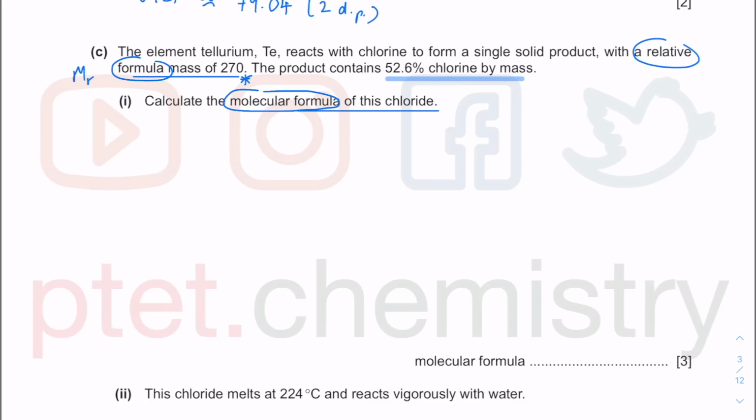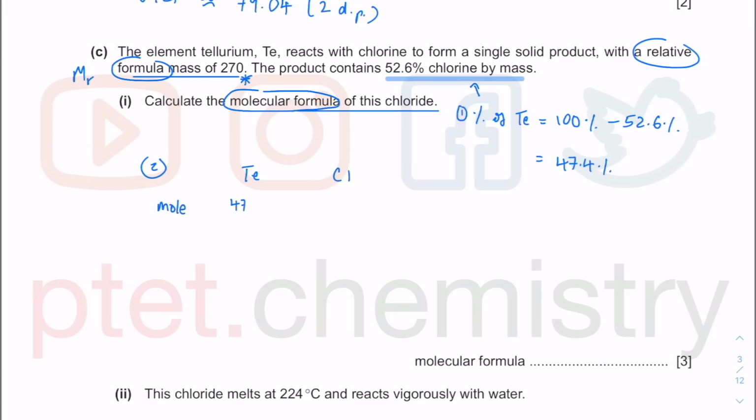the empirical formula first. If you have this much chlorine, then the percentage of tellurium is going to be the remaining percentage, meaning the difference, because you only have 2 elements. You have tellurium as well as chlorine, so this is 47.4% tellurium. So I'm going to work out the empirical formula, the simplest whole number ratio of atoms. So I'm going to work out the moles there.